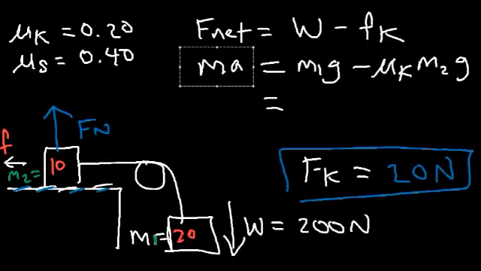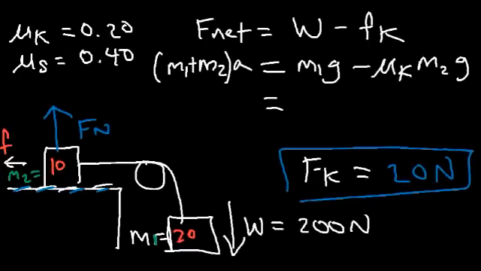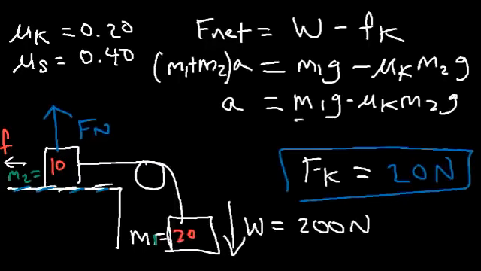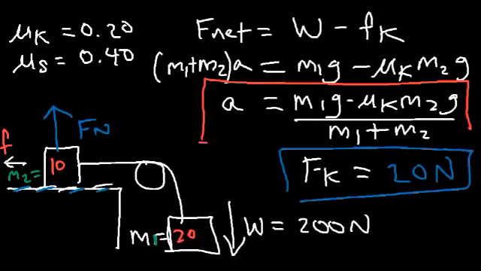Oh wait, by the way, we need to replace the net force with the total mass of the system. So it's m1 plus m2 times A. Let's not forget that part. So to solve for A, it's going to be m1g minus mu k m2g divided by m1 plus m2. So for this particular problem, when you have friction, this is the equation that you need to find the acceleration.